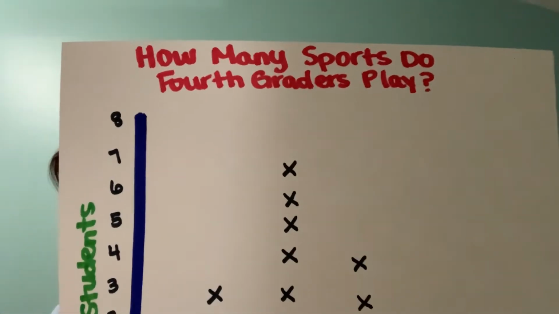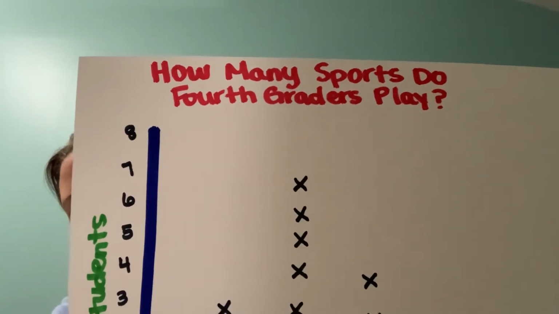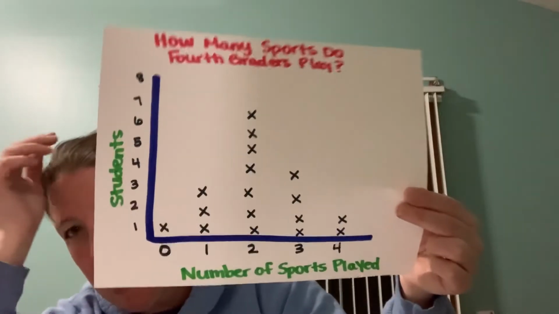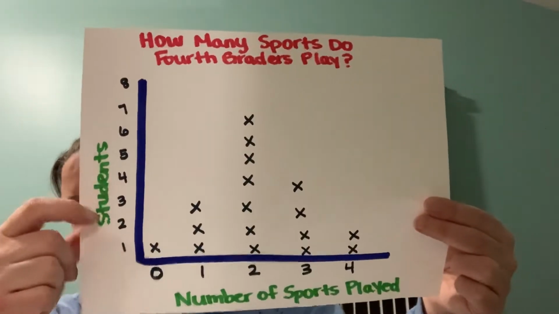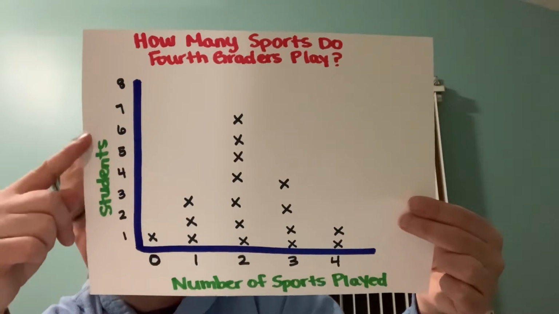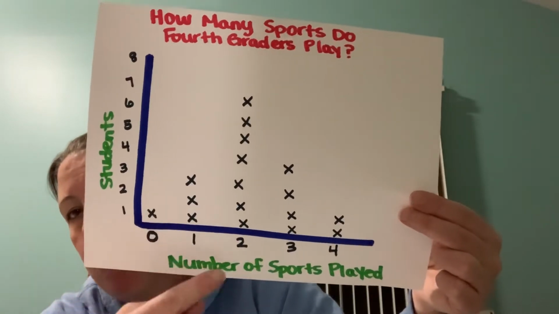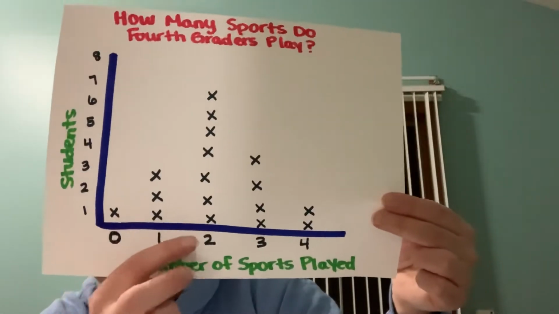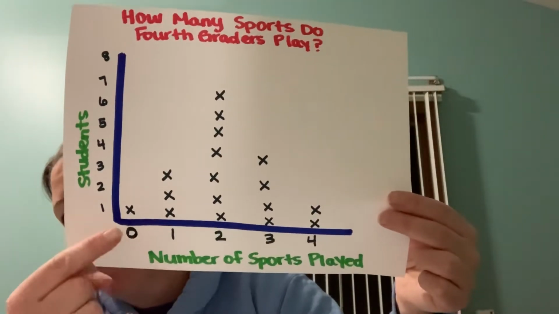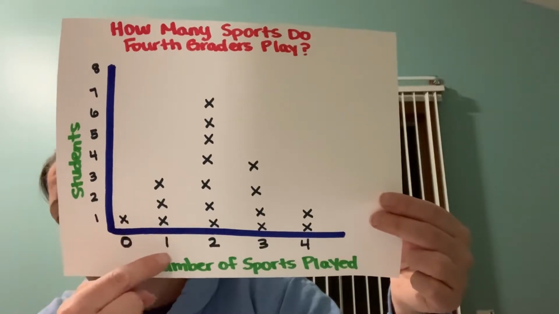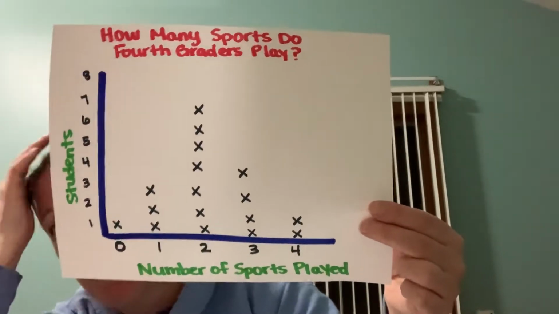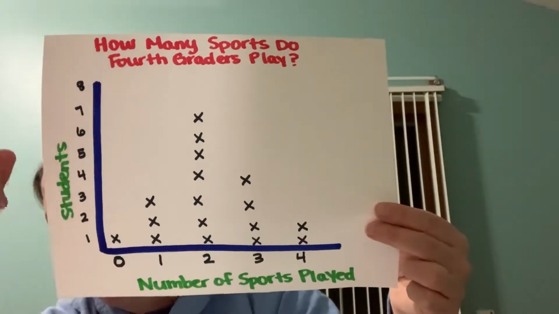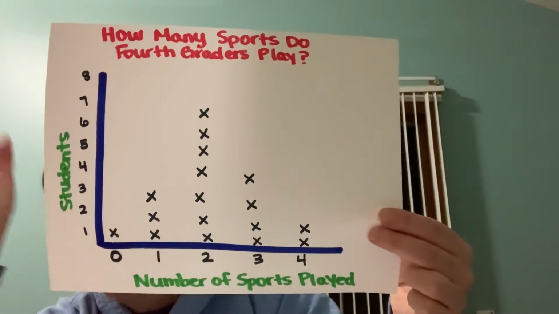over here you can see the title says, how many sports do fourth graders play? Now looking at this line plot, you should right away look at the headings. So we have students, and then the number of sports played. And then we also have our units there. So our choices are, do the students play 0 sports, 1 sport, 2 sports, 3 sports, or 4 sports? And then the side is going to tell me how many students for each one of those choices.